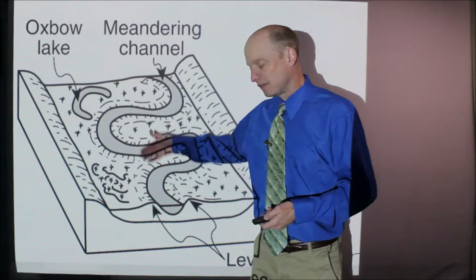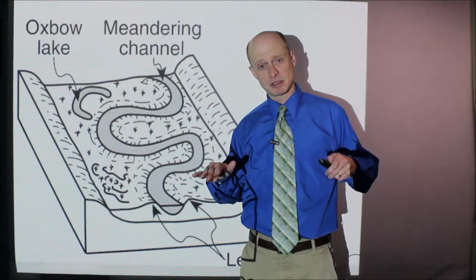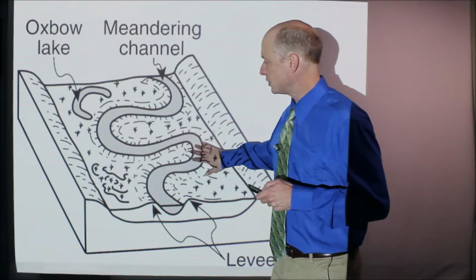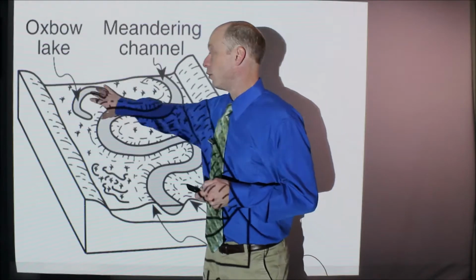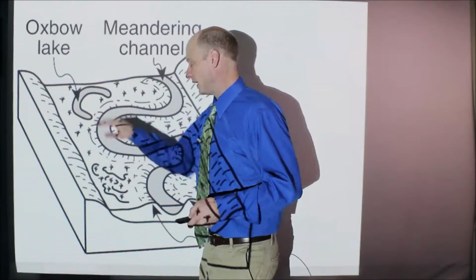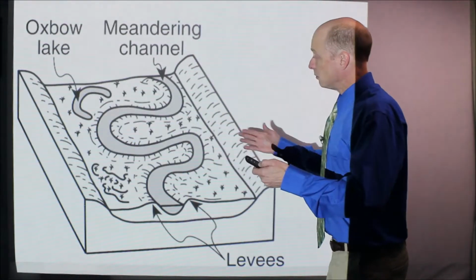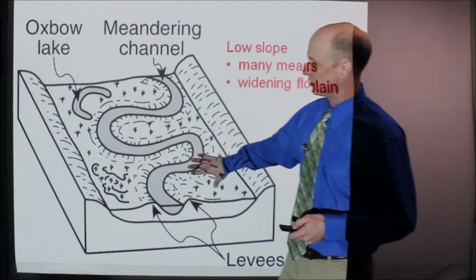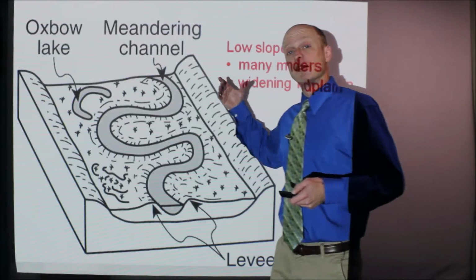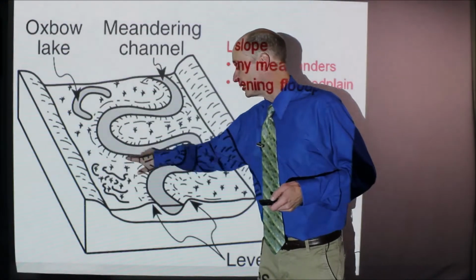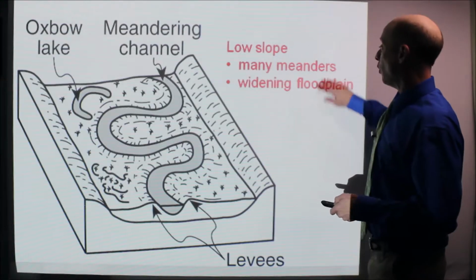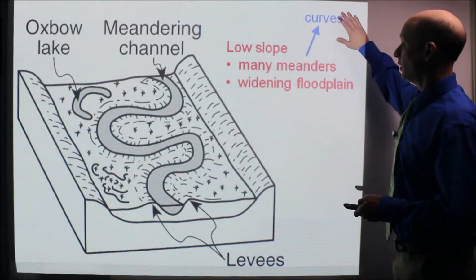The floodplain is usually pretty flat because those sediments all get deposited flat. You have a very curvy river, a lot of meanders here. Some of the meanders may get cut off and form one of my favorite things, an oxbow lake. So that's just some features of a stream. In this case, the slope is pretty low. If the water's going slow, that will cause these meanders. If the water's going fast downhill, it tends to go straight. And you have a widening floodplain. Don't forget meanders or curves.